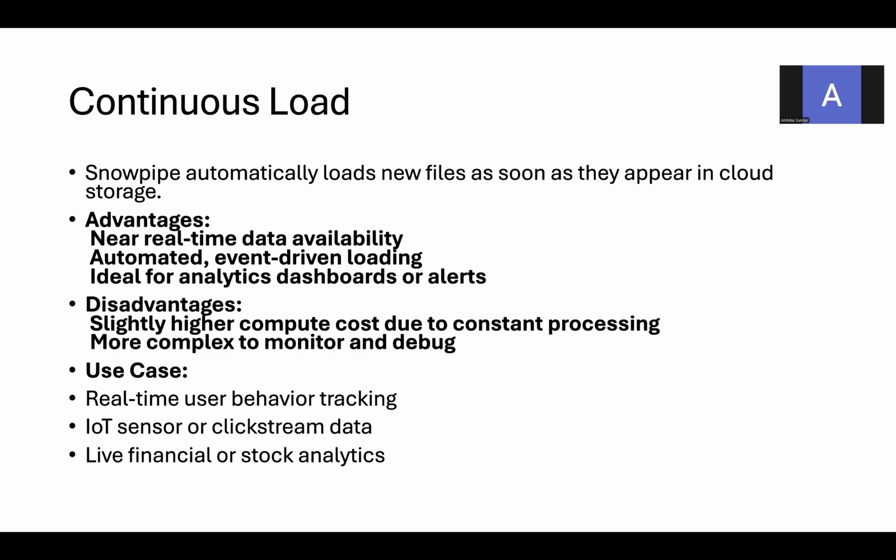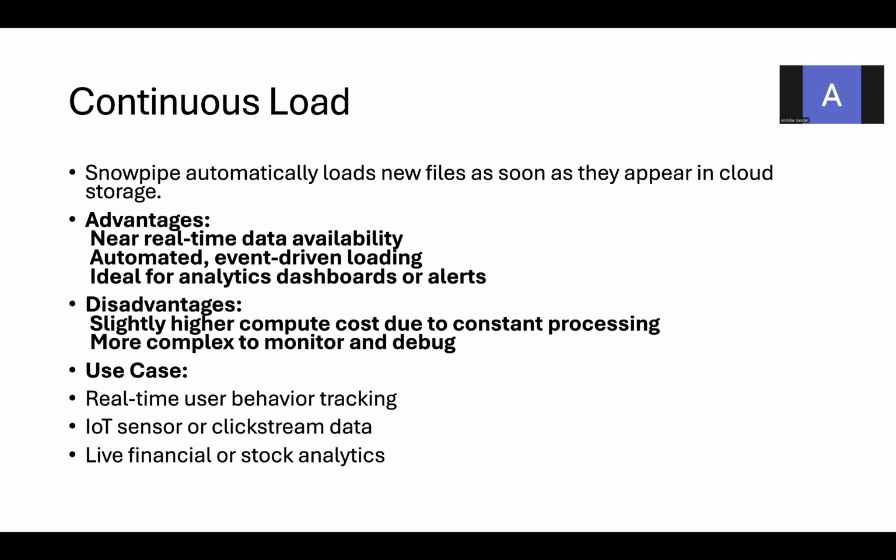Automated and event-driven loading. It is event-driven loading. It will check for the notification from the AWS S3 bucket. Snowpipe will get the notification that the file is ready to load, and it puts the file into the Snowflake data warehouse. The second time, it will get the notification from the S3 bucket again that the file is ready to load. This is called event notification. Ideal for analytics dashboards.